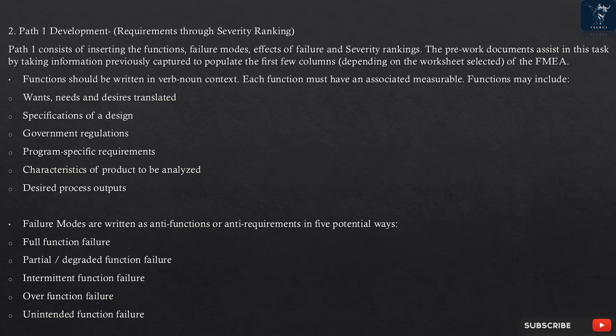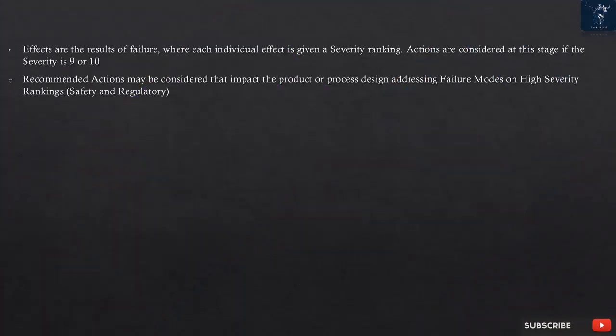Functions may include wants, needs, and desires translated, specifications of a design, government regulations, program-specific requirements, characteristics of product to be analyzed, desired process outputs. Failure modes are written as anti-functions or anti-requirements in 5 potential ways: full function failure, partial, and so on. Effects are the results of failure, where each individual effect is given a severity ranking.